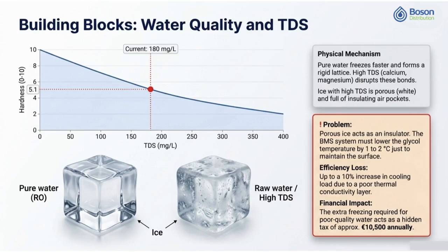The BMS system must lower the glycol temperature by 1 to 2 degrees just to maintain the surface. This poor thermal conductivity can increase the cooling load by up to 10%. Freezing low-quality water essentially acts as a hidden tax, costing up to 10,500 euros annually.